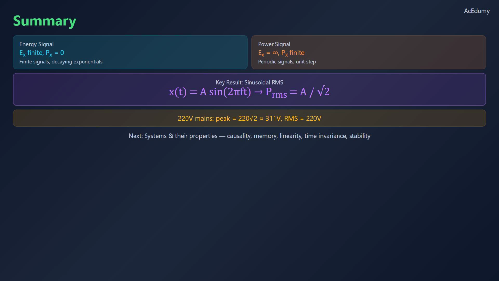In the next lesson, we'll explore systems and their key properties: causality, memory, linearity, time invariance, stability, and invertibility.